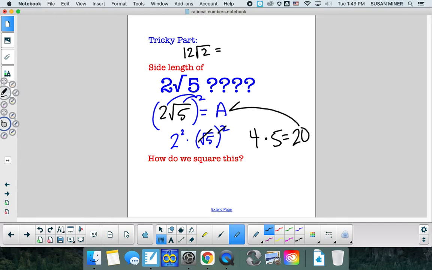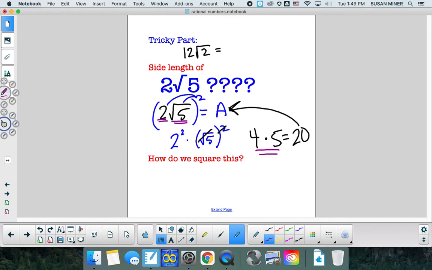So my area would be 20. How do I square this? Well, I square each of these parts individually. First, I square the front number. Then I square the square root. Then I multiply them together.